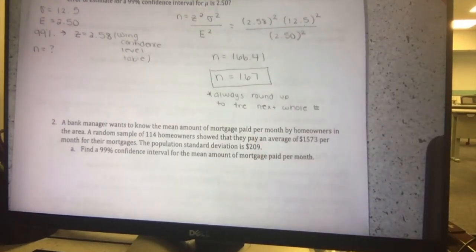Questions, comments, concerns on number 1? Example number 1.